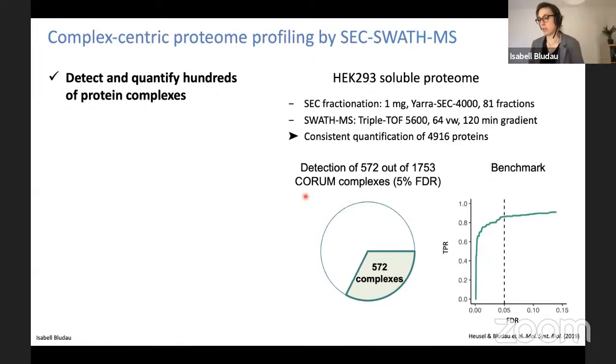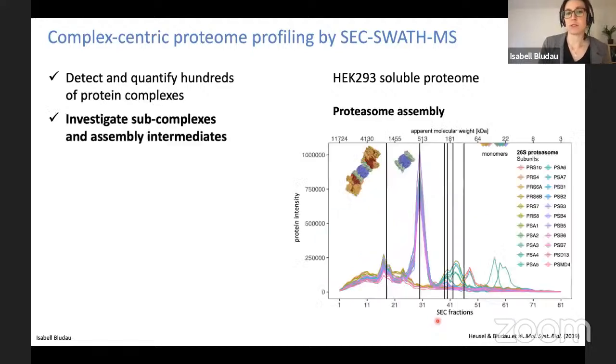And we compared this to a manual annotation benchmark where we manually checked all of the complexes annotated in CORUM and manually assessed whether we would call them detectable or not. And with our automated CC Profiler workflow, we reached a roughly 90% sensitivity at a 5% FDR. So on top of being able to detect holo complexes, we can actually use the data to also derive information about assembly intermediates. And here what you can see in this figure are the protein subunits of the proteasome.